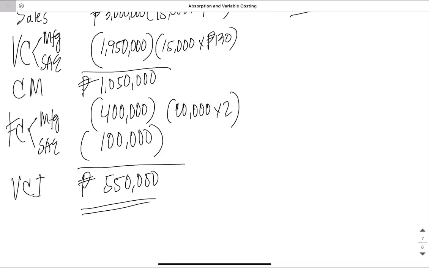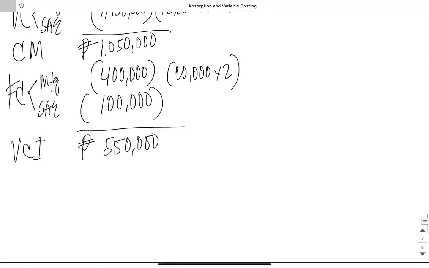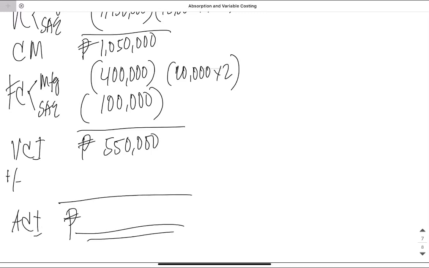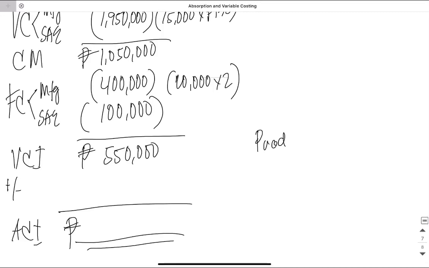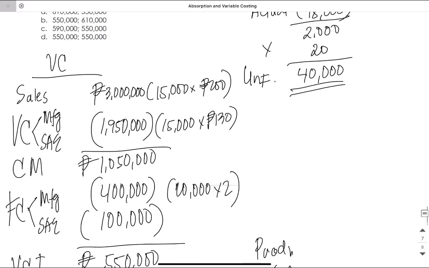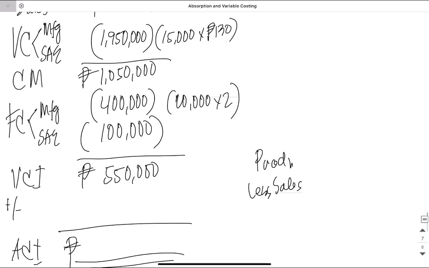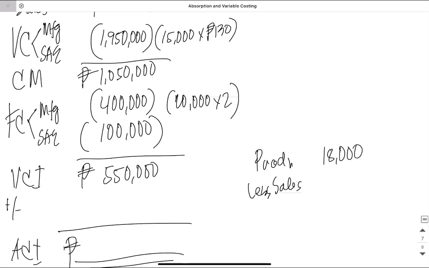Then we'll just reconcile. This is your plus or minus adjustment, and then the absorption costing income. So we determine production less sales. Our production is 18,000 less 15,000. Sorry, I said 13,000 earlier, it should be 15,000.